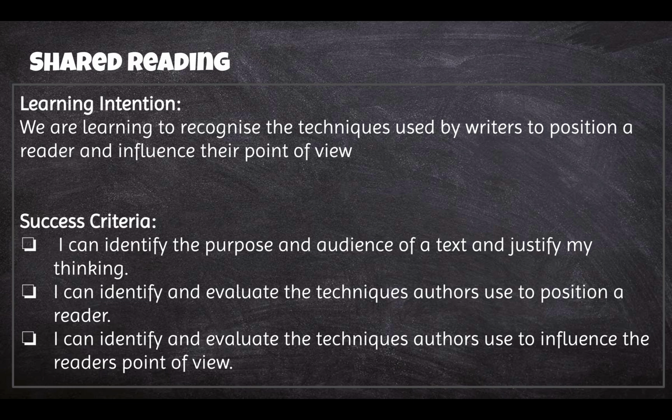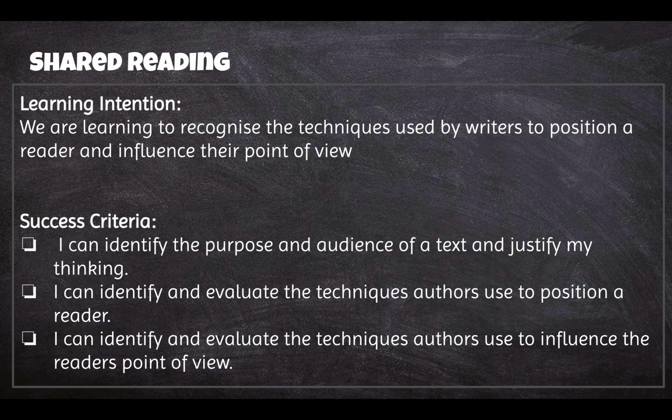So we're learning to recognize the techniques that an author is using to position a reader and influence their point of view. When we think about positioning a reader, it's making us feel a certain way. Influencing our point of view is trying to make us think the way that they want us to think. So it's positioning us in a way to get their point across and to agree with them, but it's also getting me to influence what I actually thought, trying to change my point of view or my opinion. And we're looking at the techniques that authors are using to do that.